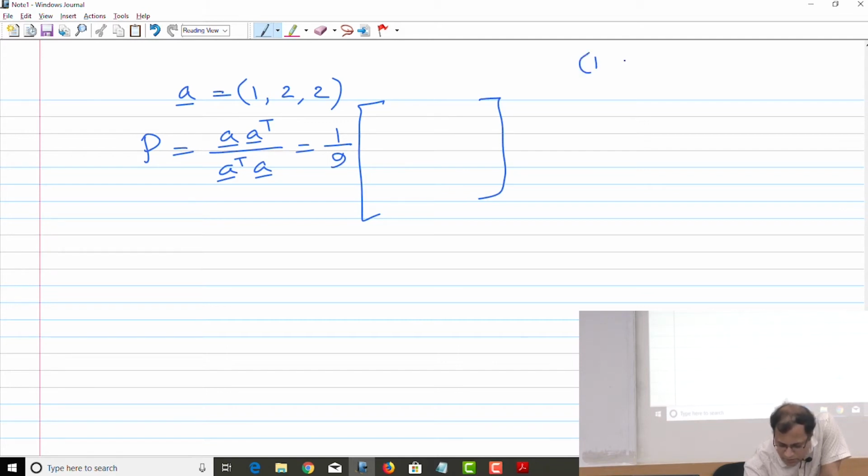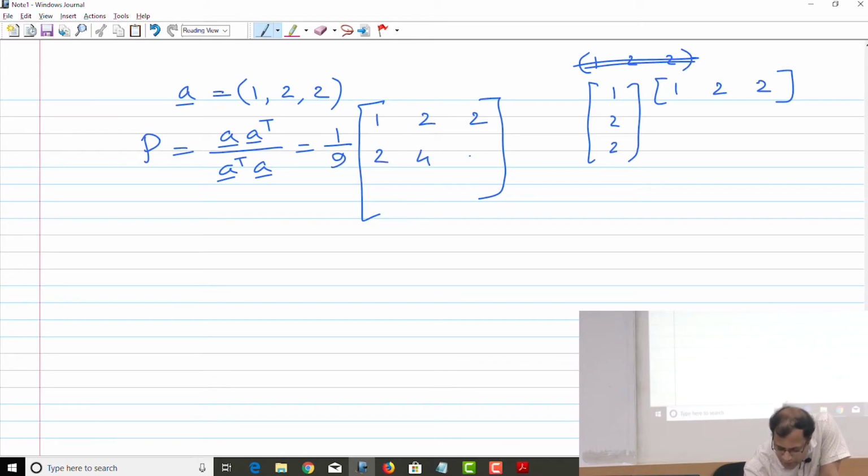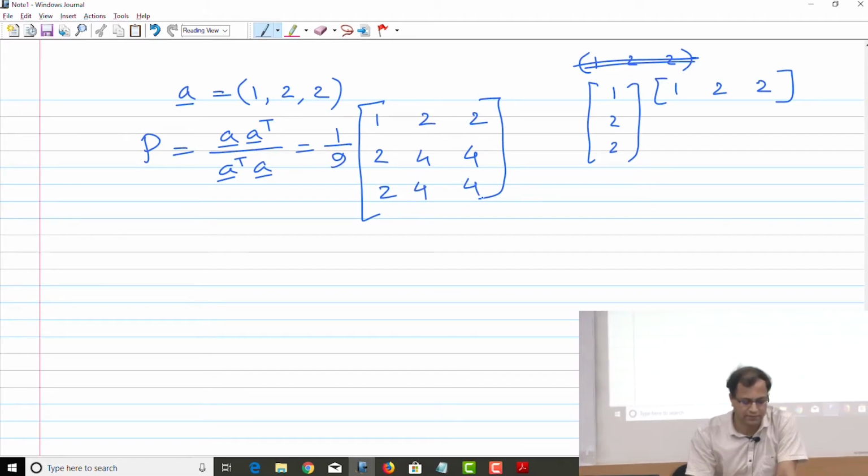So 1, 2, 2. I have to write it in this way: 1, 2, 2 times 1, 2, 2. So the rows are 1, 2, 2; 2, 4, 4; 2, 4, 4. So this is your projection matrix, capital P.